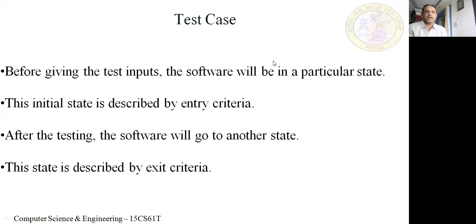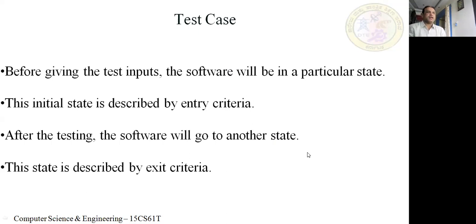What is the entry criteria? Before entering the values to the program, it is in a state we call the entry state. After entering the values, the program is executed and generates the output, and we call that the exit criteria. After executing the program, that state is the exit criteria. So, entry criteria and exit criteria.